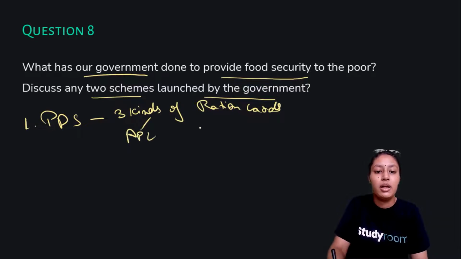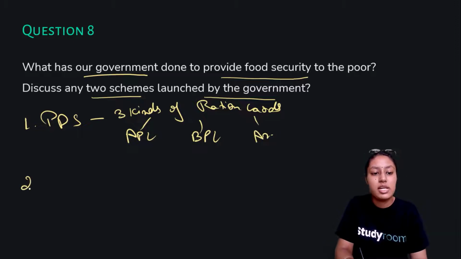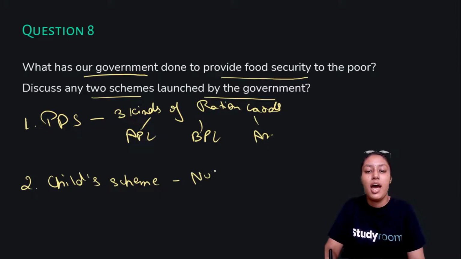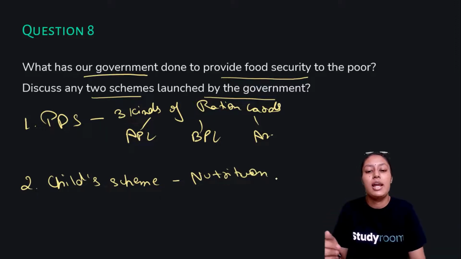APL, BPL, and Antyodaya ration card. And the second scheme you can discuss is the Integrated Child Development Service. It's a child scheme. In this scheme, nutrition is provided to the children, and in terms of midday meals in their schools.